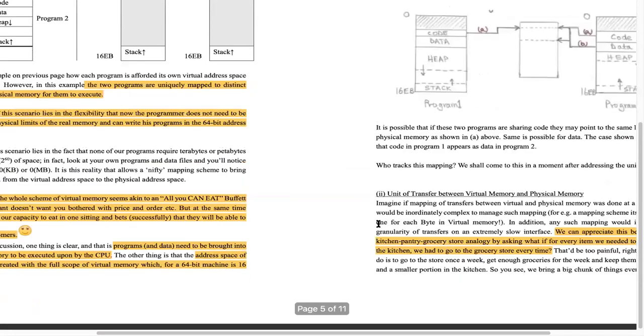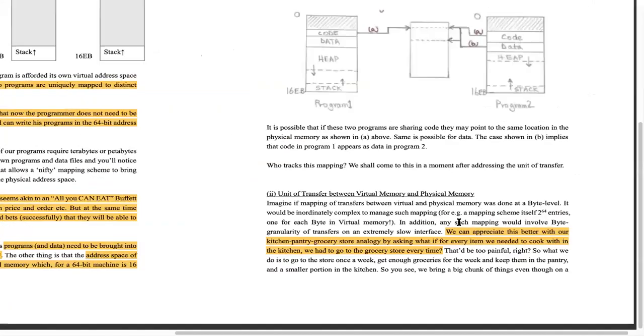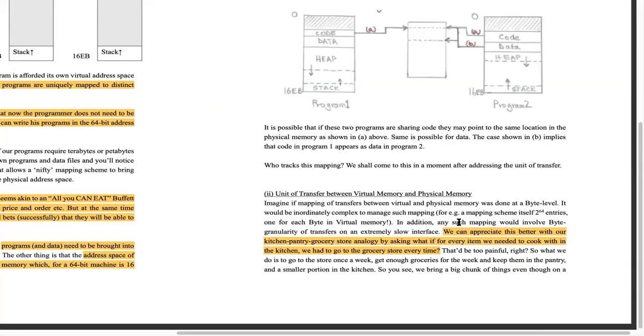Now, what we discussed last time was that there's this mapping we are talking about where your virtual memory gets mapped to your main memory. So this transfer of memory units from virtual to physical, should we be doing it byte by byte, or should we be dealing with multiple bytes at one time, to save us the time to map in every instance?